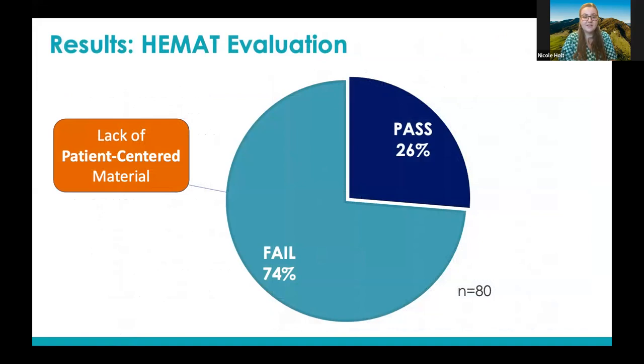So I looked at 80 sources for patients within the NNLM Region 4, and most did not pass the HEMAT. Most of them did not pass due to question 3, which was if the material uses everyday language, and it also did not pass for being patient-centered, unfortunately. Next slide.